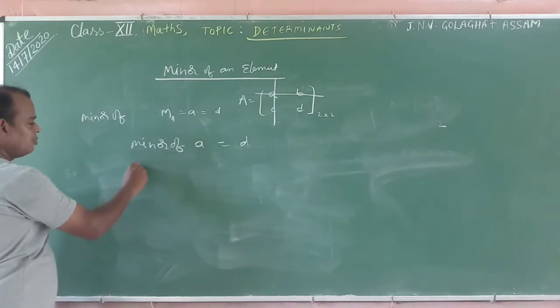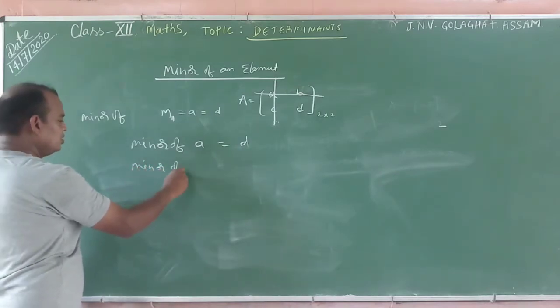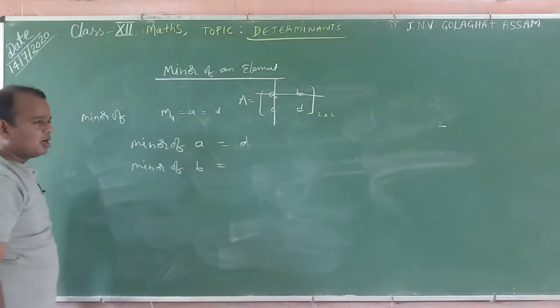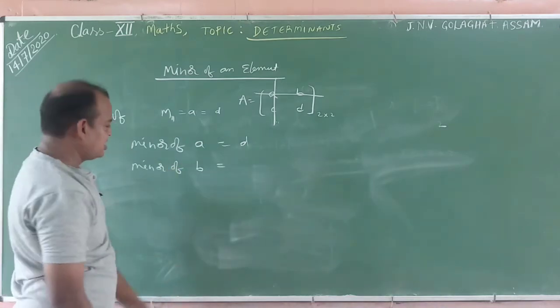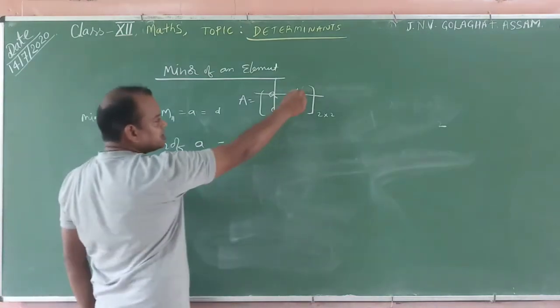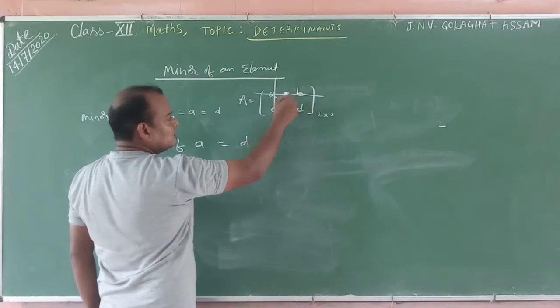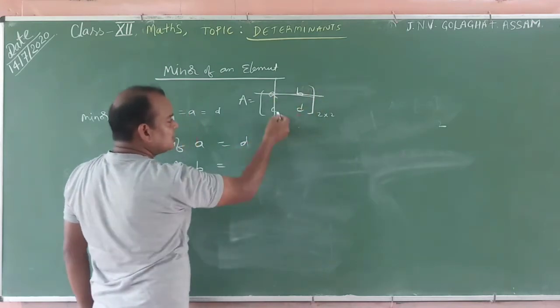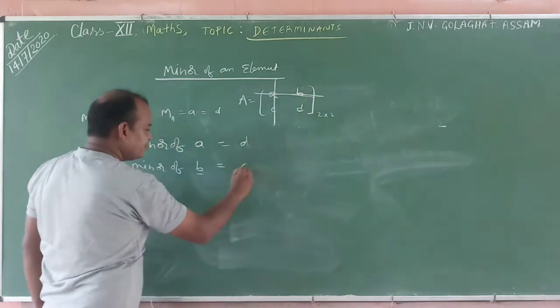Similarly, minor of B. What is the meaning of that one? We delete the row and column at which the element B is present. Where is it present? This is B. Now delete this one and this one. What is remaining? That is C.